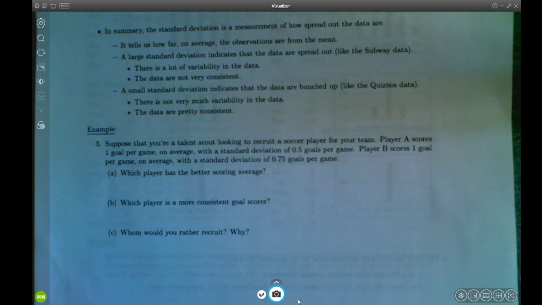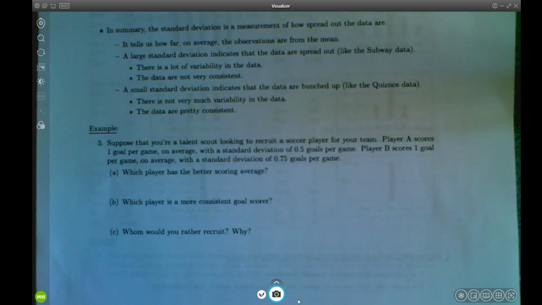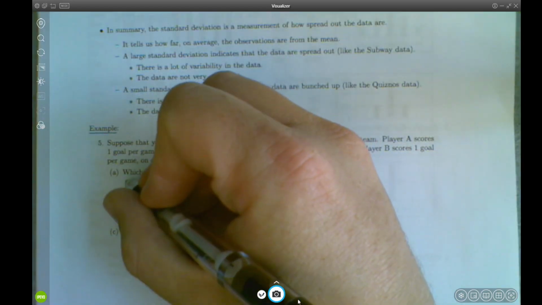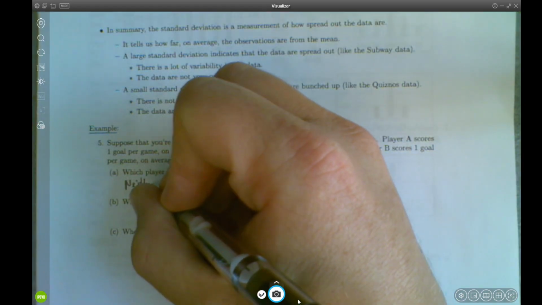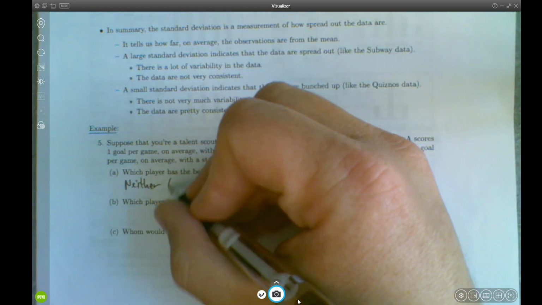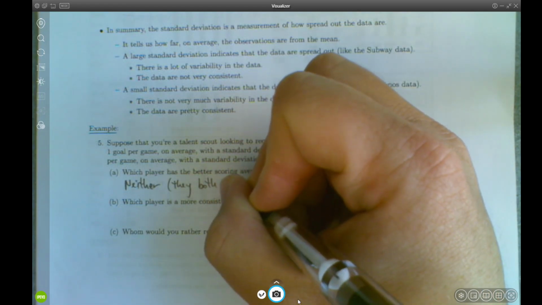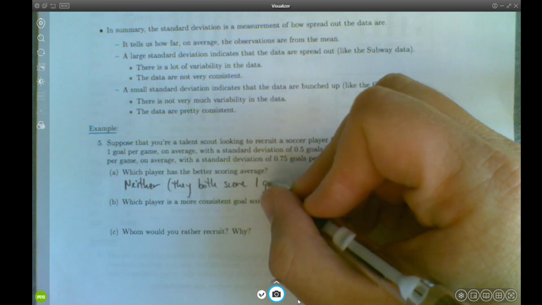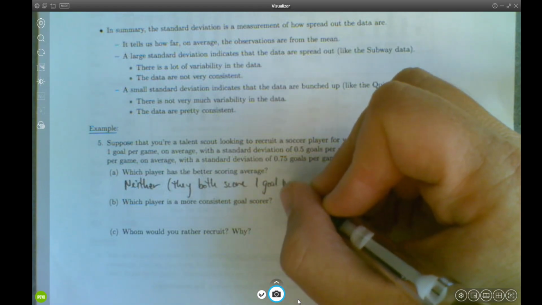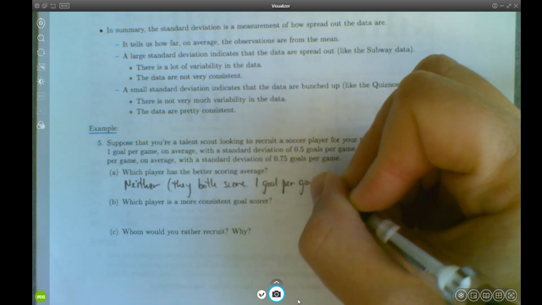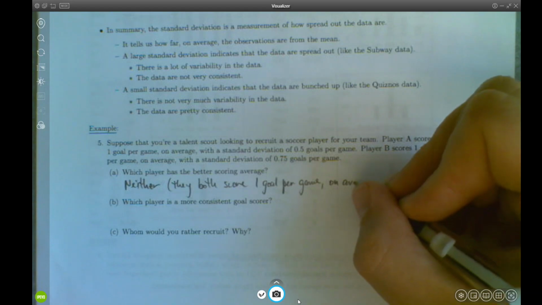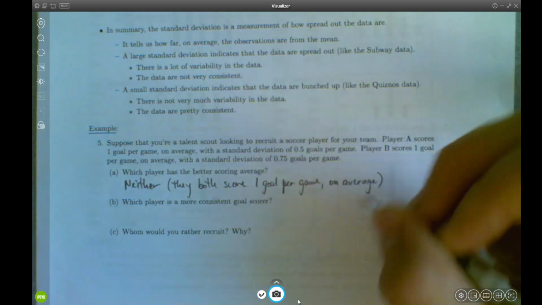Part A asks which player has the better scoring average. And that's something of a trick question because the answer is neither of them, or in other words, they have the same scoring average, right? They both score 1 goal per game on average.